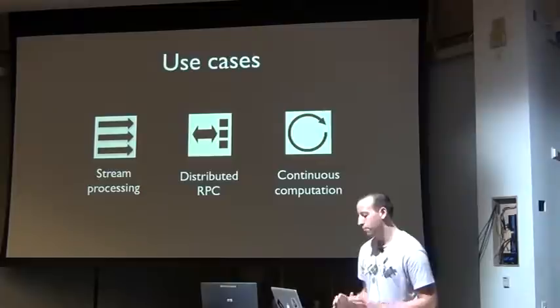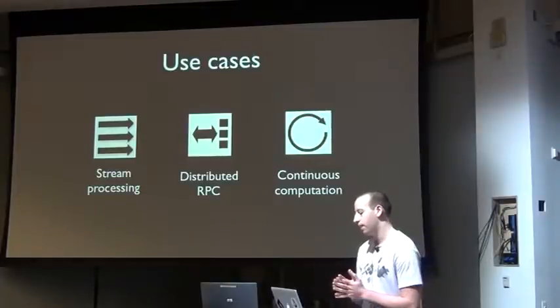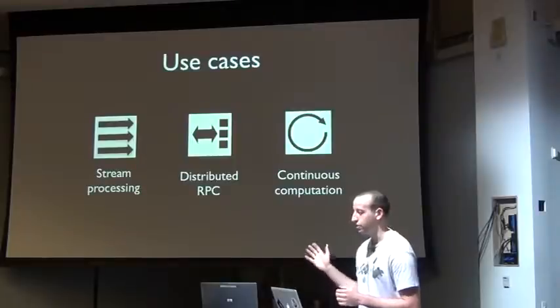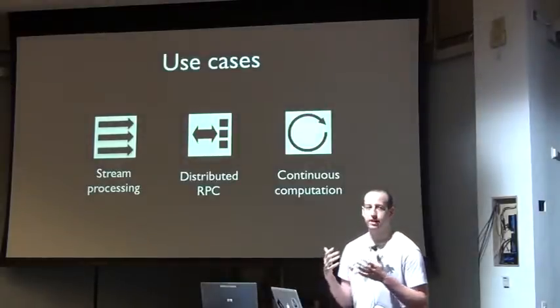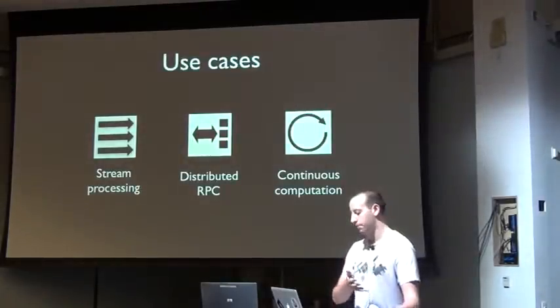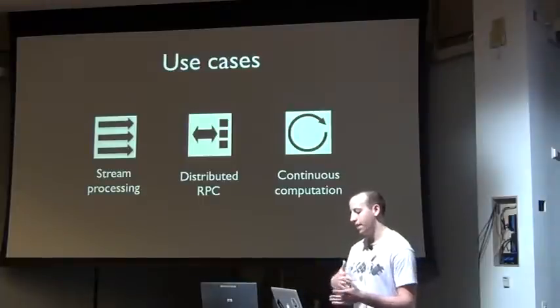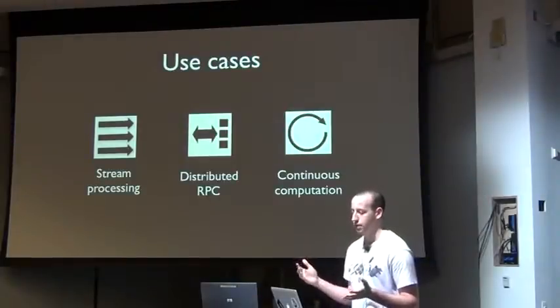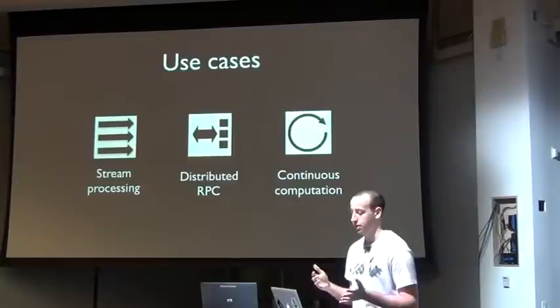So there are three broad sets of use cases for Storm. These are by no means all-inclusive. The first one I call stream processing. The idea here is that you process some stream of messages, like a stream of tweets, and then you update various databases based on those messages.